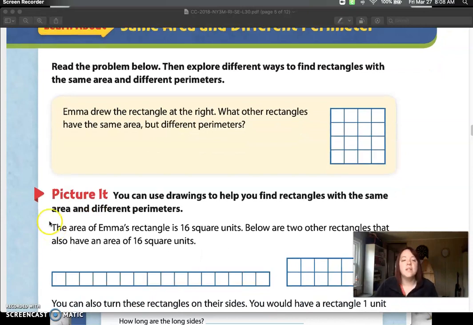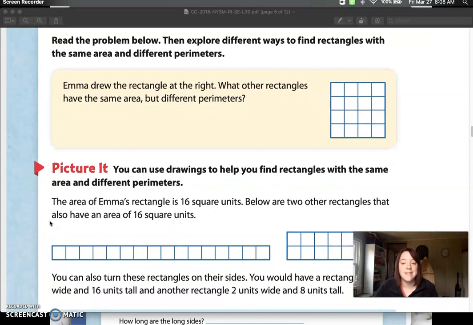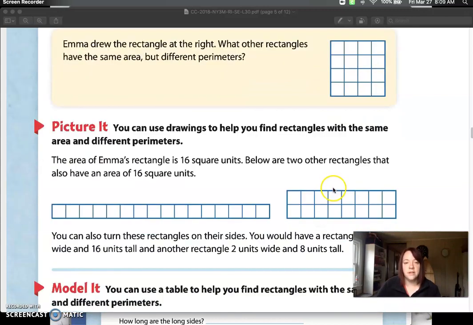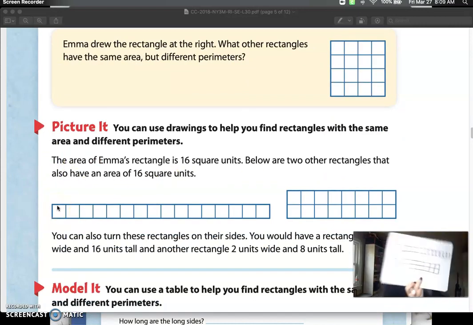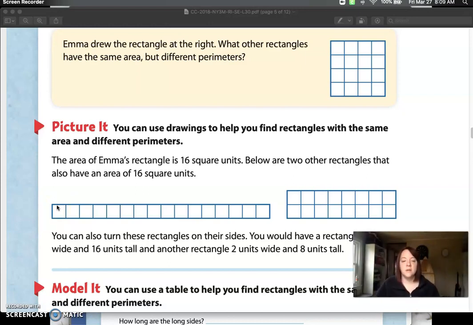Okay, it says read the problem below, then explore different ways to find rectangles with the same area and different perimeters. So Emma drew this rectangle at the right. They're talking about this one. What other rectangles have the same area but different perimeters? So they want us to look down here. It shows, and I even drew my own before we got on, this rectangle and this rectangle.